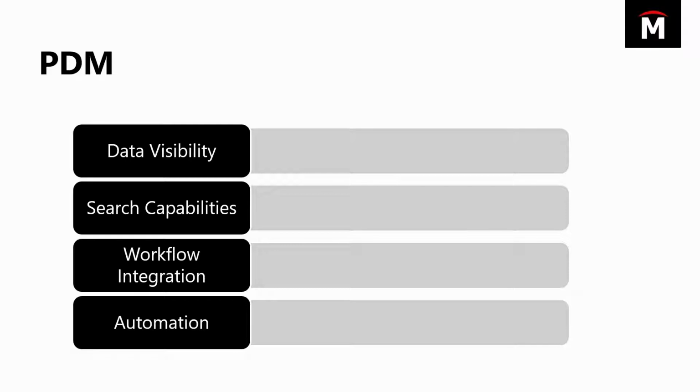So the 4 big things we're going to focus on is data visibility. Is the data that we need to see visible and accessible to everybody? We're going to look at search capabilities. So what are some of the different techniques I can use to find the data that I'm looking for and make that search process as efficient as possible? We'll look at workflow integration. So how to add the different steps in your design process into PDM and account for them. So things like approval processes, change processes, all of the different steps that we need to account for in our organization.